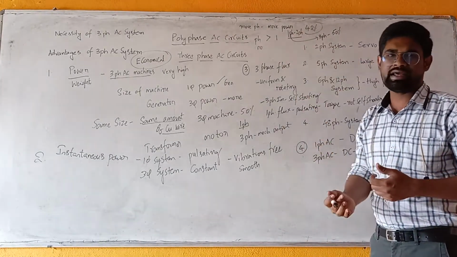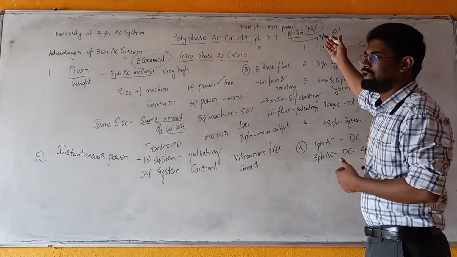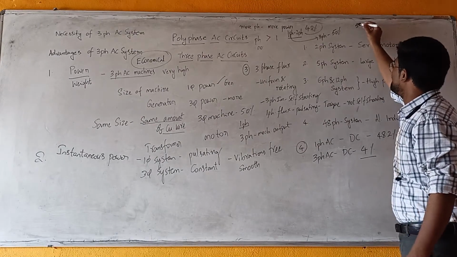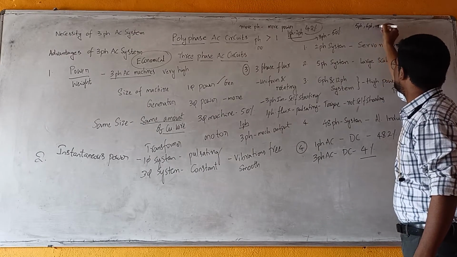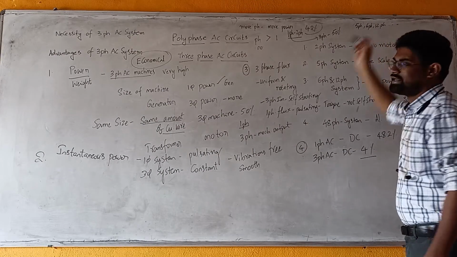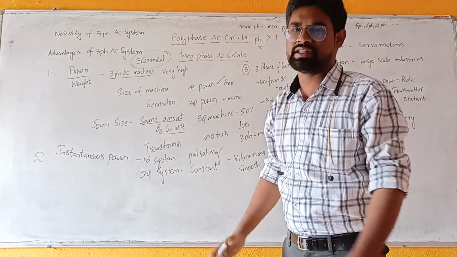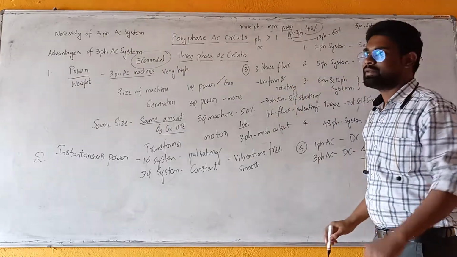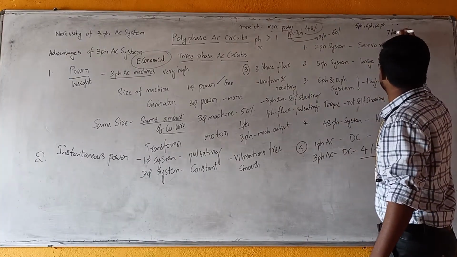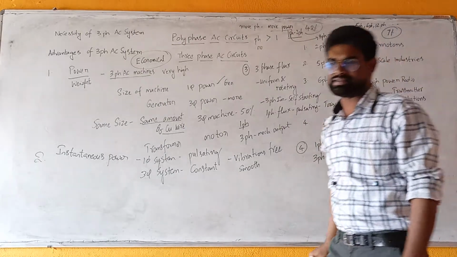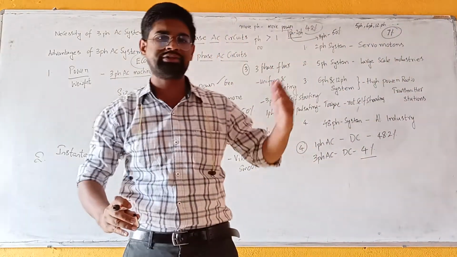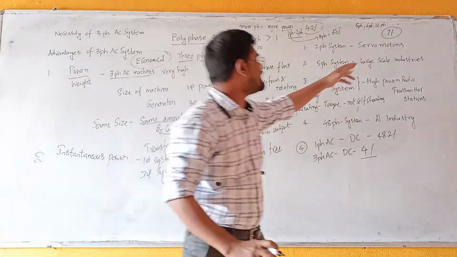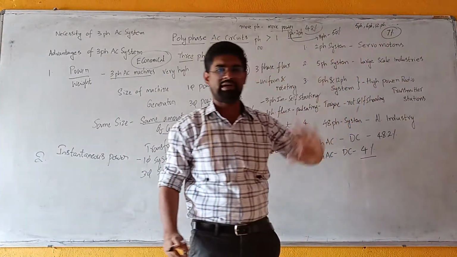So now the question arises, why don't we go for a phase number greater than 3? I mean like 5-phase, 6-phase, 12-phase, like this. Yes, we can go to a higher phase number and there is an increase in power also, but the amount is only 7%. I mean, beyond the 3-phase AC system, the increase in power is only 7%.